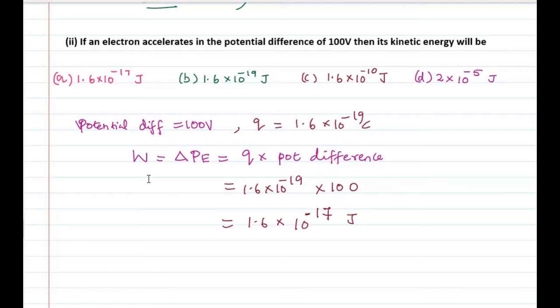So this work done in accelerating, this potential energy while accelerating, will get converted into kinetic energy. So the kinetic energy value will be equal to 1.6 into 10 to the power of minus 17 joules. So option A.